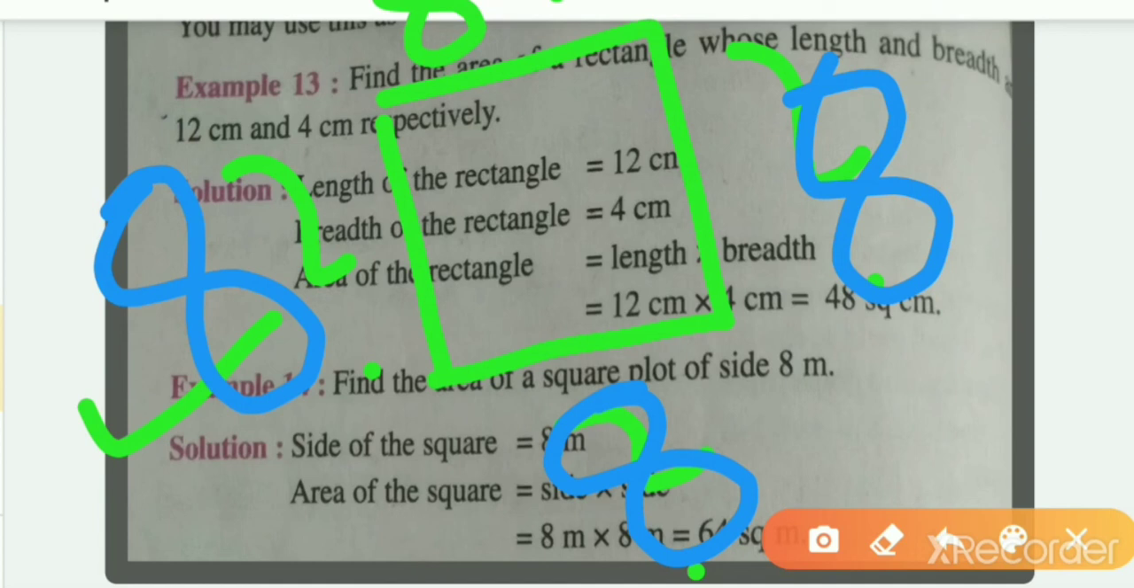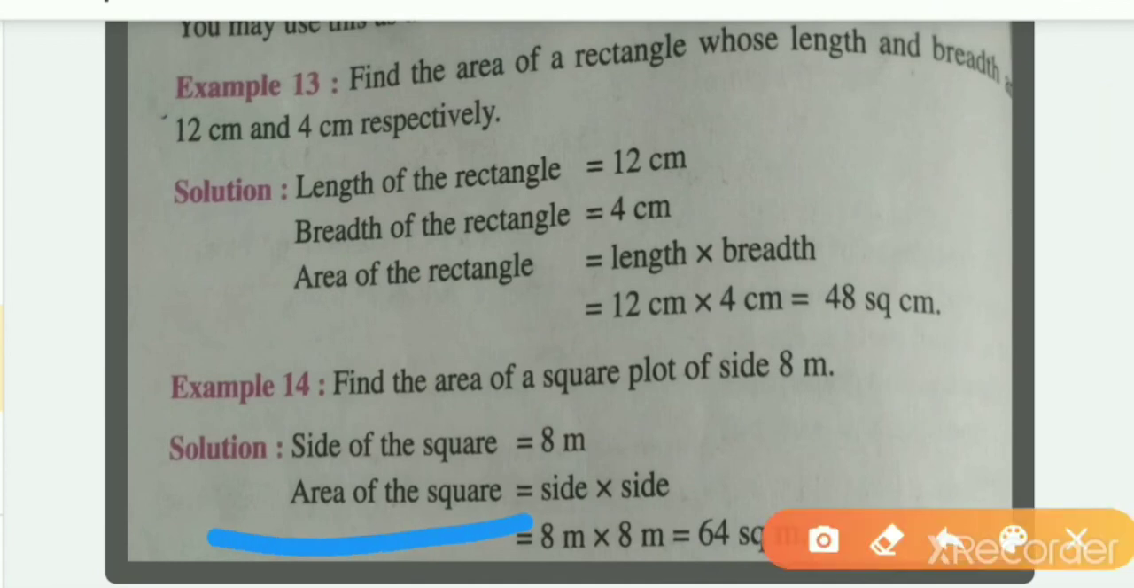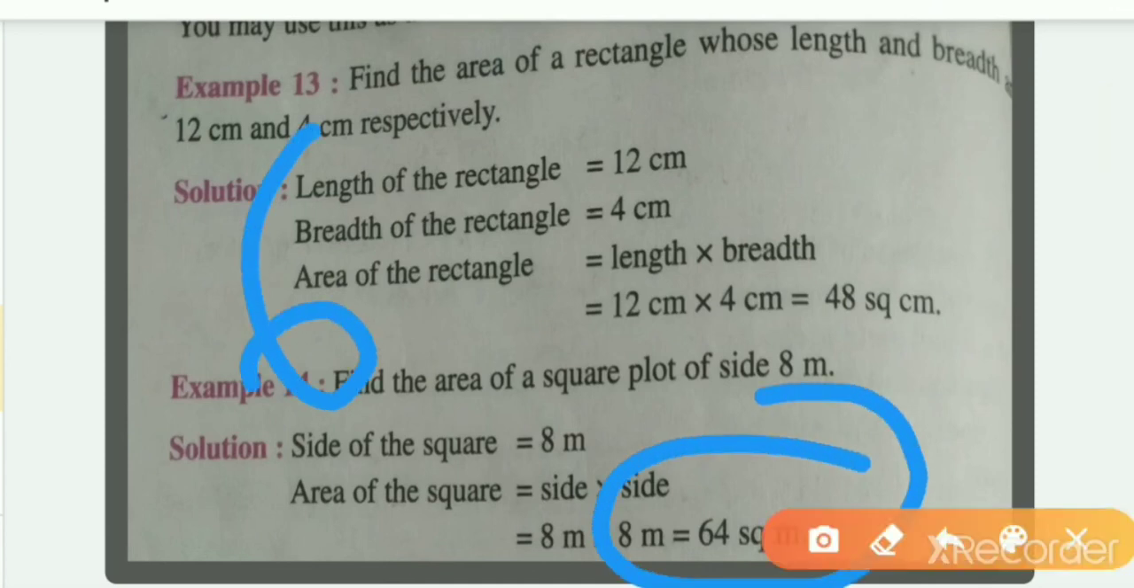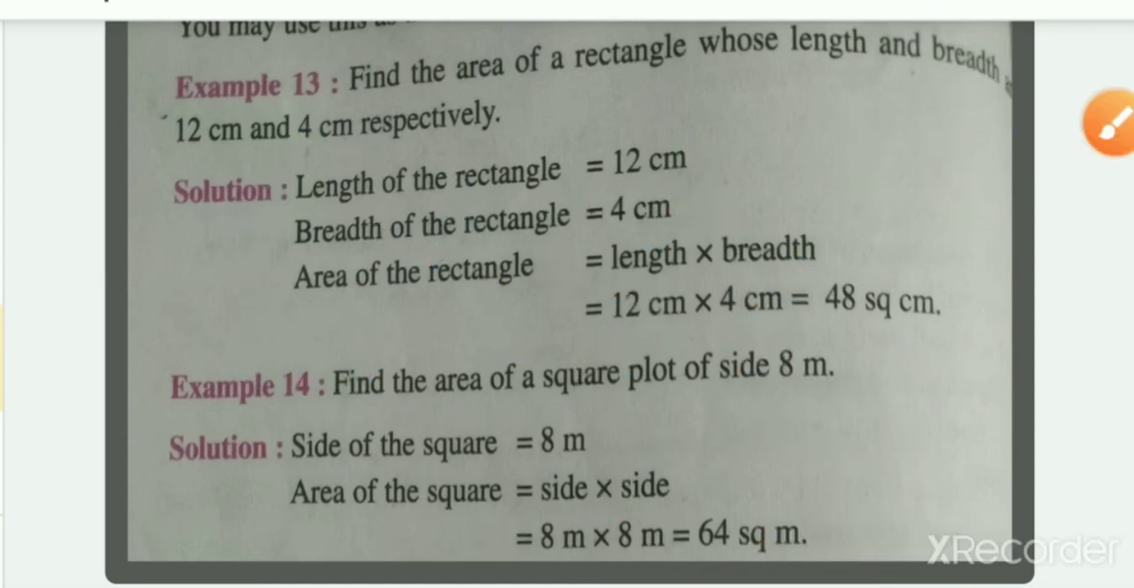Right? So we have to find its area. How will we find it? You know the formula that the area of a square is equal to side into side. So we have 8 meter into 8 meter, that will be equal to 64 square meter, sorry, its unit is in meter. So the area of a square is side into side, and the area of a rectangle is L into B.